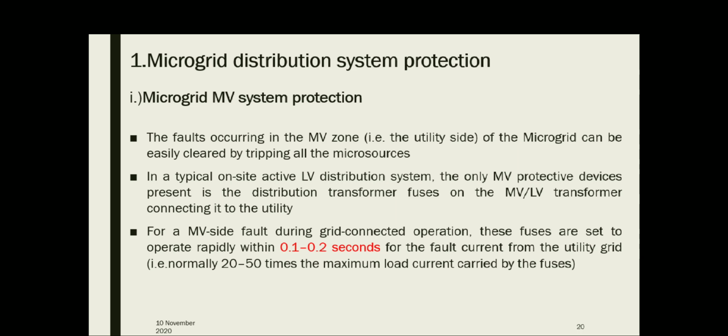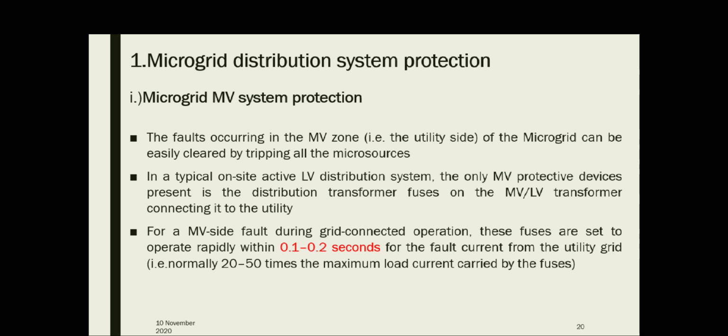Regarding microgrid distribution system protection, there are a few points we need to discuss. The first one is the microgrid medium voltage system protection. A fault occurring in the medium voltage zone, that is near the utility, can be easily cleared just by tripping all the microsources. However, before developing any protection scheme for the medium voltage zone, the probable impact of medium voltage faults on the microgrid operation must be carefully studied.